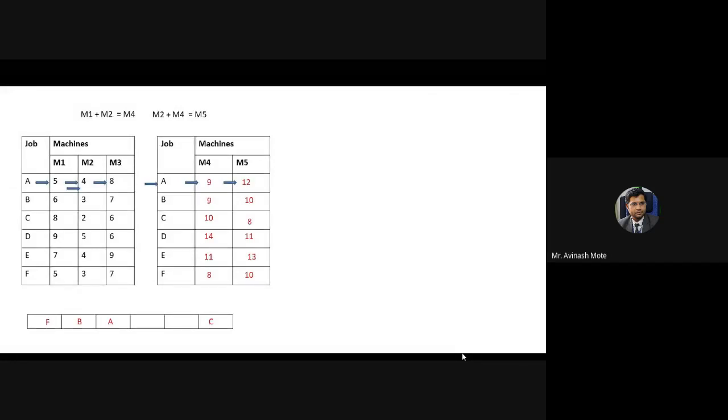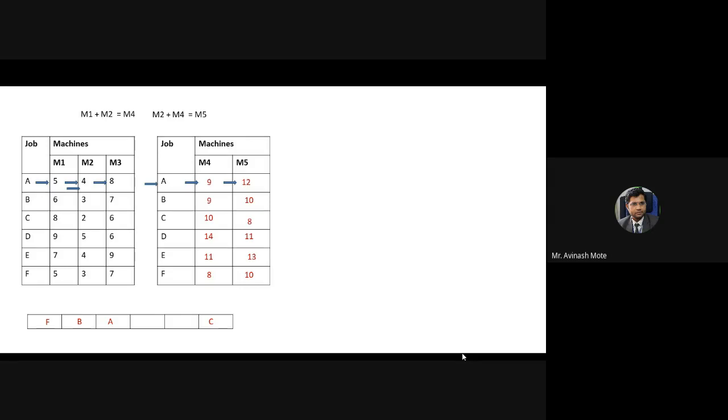Now 10. So where is the 10? F we have taken, C we have taken, B we have taken. So 10 is not there. 10 is already crossed. So now we have to consider D and E. A over, B over, C over, F over. Only D and E are remaining.